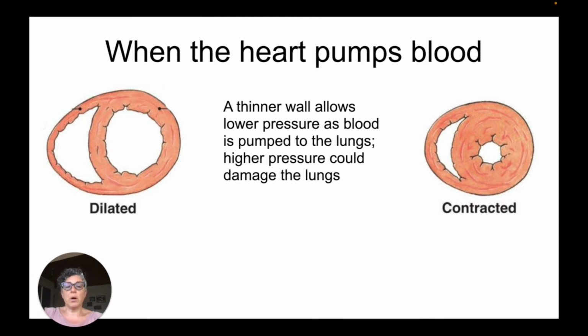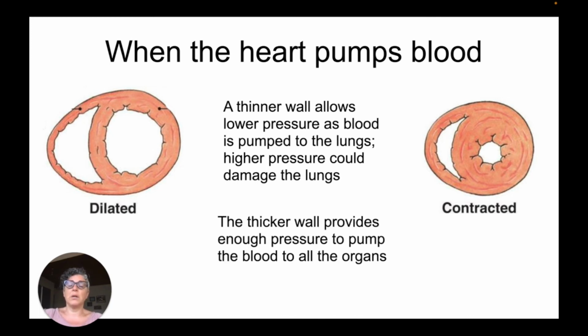So the thinner wall of the right ventricle is going to allow low blood pressure. So blood is being pumped to the lungs. The lungs are relatively close to the heart, and so you want to make sure you're not damaging the lungs. And so you don't need as much force to get the blood to the lungs and back to the heart. So the thinner wall allows for that lower pressure.